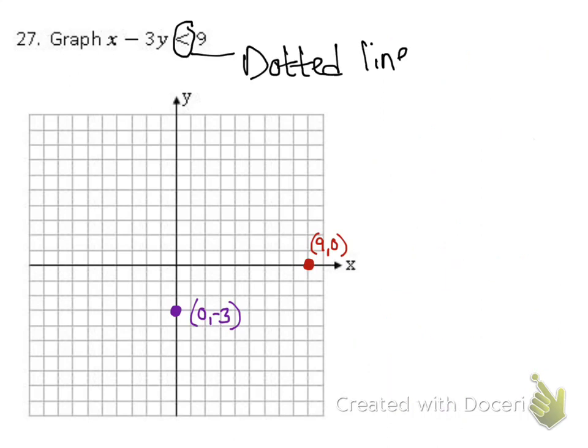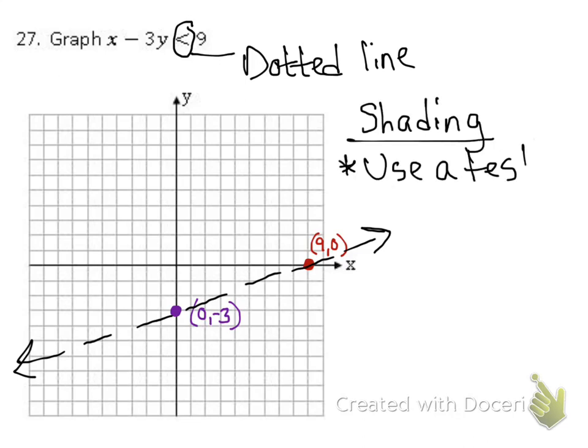Now I want to figure out what type of line. In this case, there's no line under the inequality sign, so I would use a dotted line to graph this. Now I want to figure out what side of that line has all the points that when I plug them into the rule, it gives me something less than 9. Using a test point will help you figure that out.